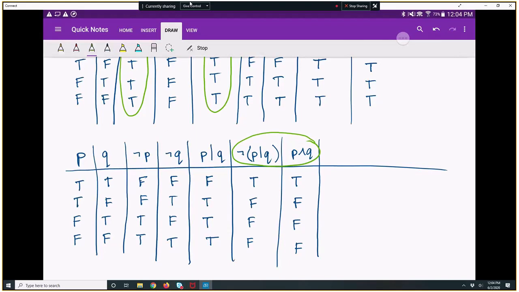Next, we want to build the disjunction. So I'm going to do not P, its Sheffer stroke with not Q. So false and false is true.